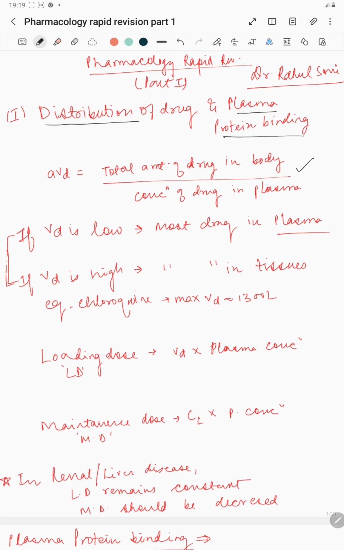So, first topic is apparent volume of distribution. It's the total amount of drug in the body upon the concentration of the drug in the plasma.